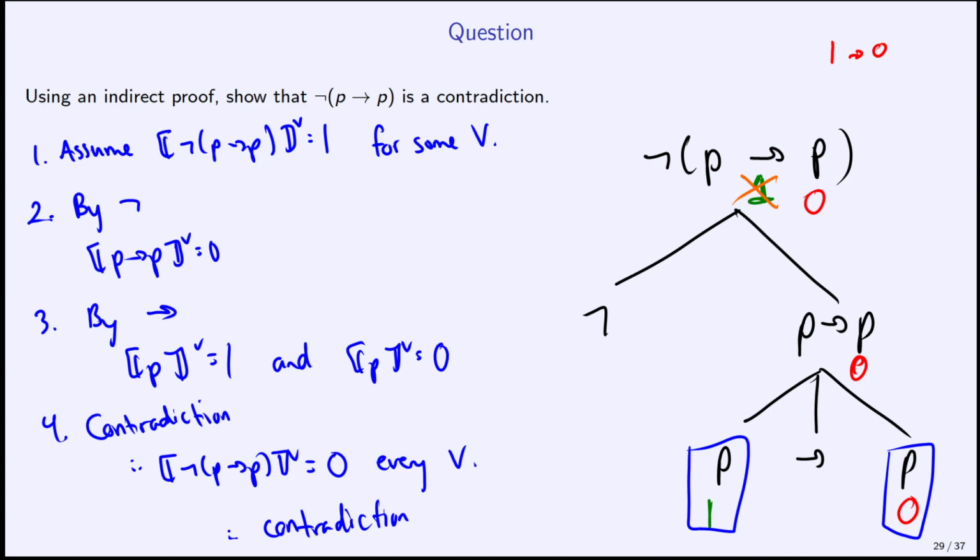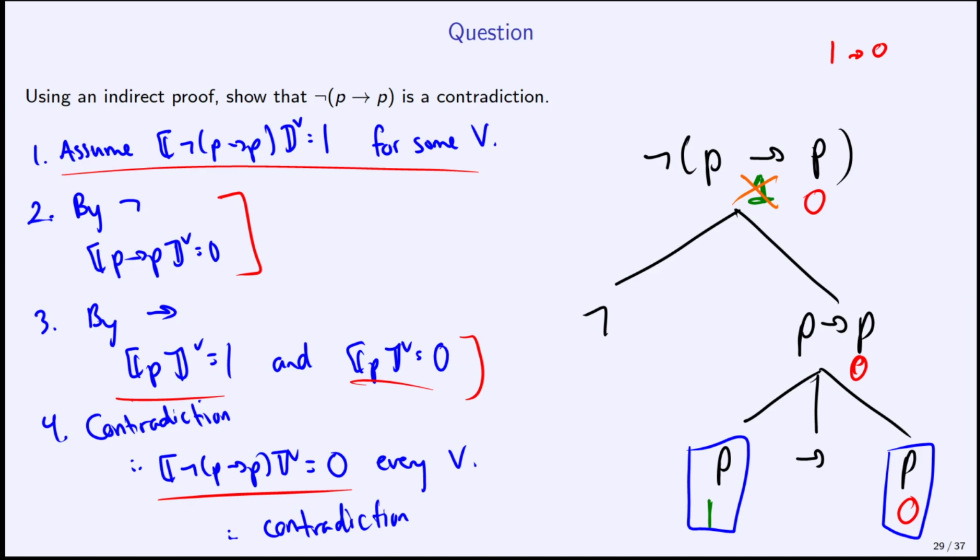So for instance, we assume it's true for some situation. Negation shows us that P arrow P is false. The arrow shows us that P is true and P is false. Here's our contradiction. Therefore, we know that not P arrow P is false for every situation. Therefore, we have a contradiction. Okay, so that's indirect proofs for tautologies and contradictions.